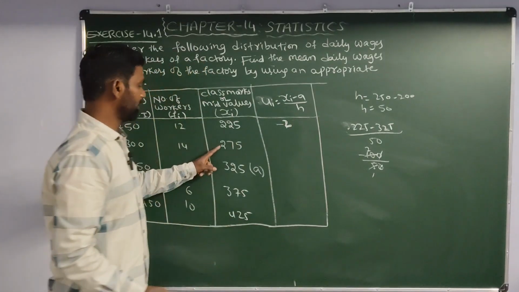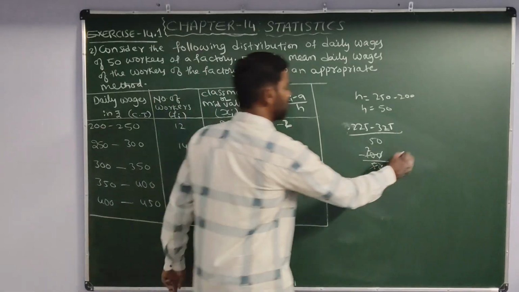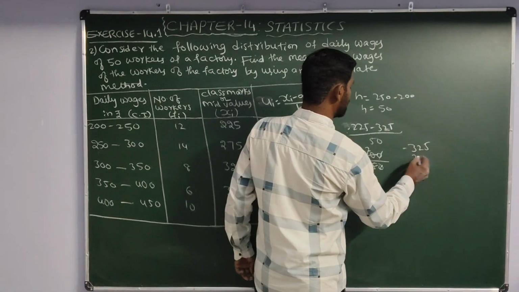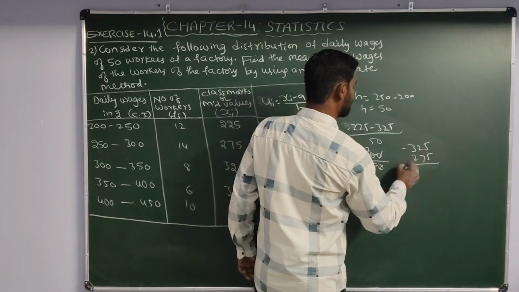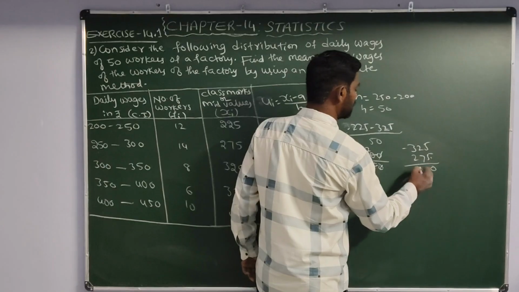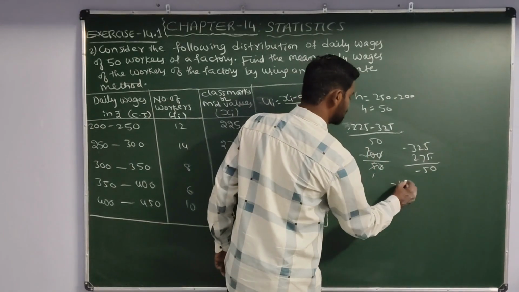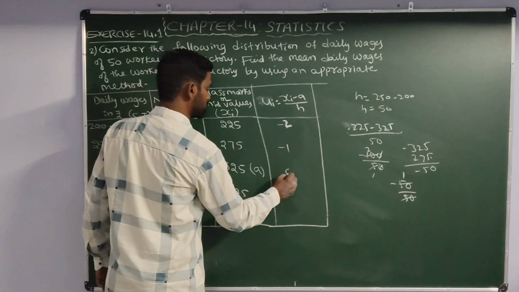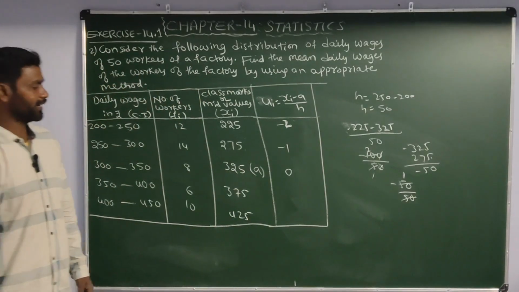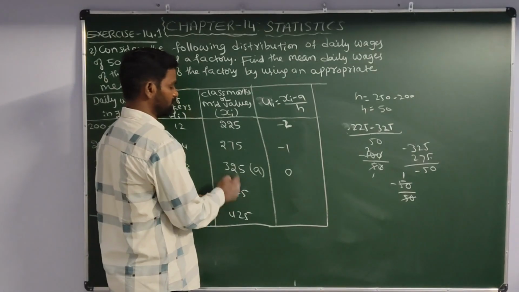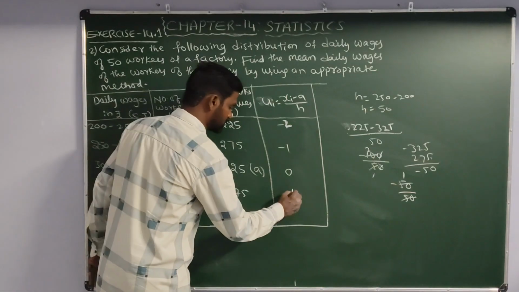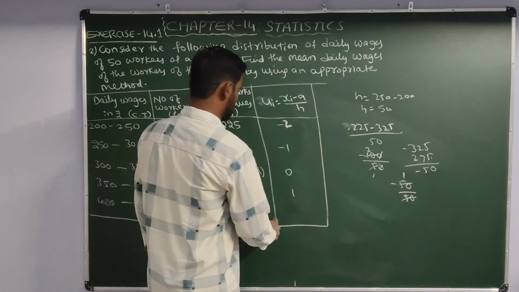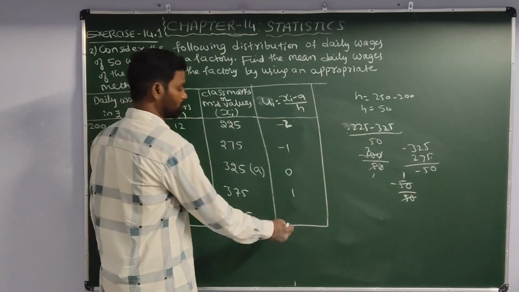In the same way, 275 minus 325, or simply you take 325 minus 275. So 5 minus 5, 0, 12 minus 7, it is 5. So it is minus 50. Minus 50 divided by 50, so it is minus 1. Then 325 minus 325 is 0. Next, 375 minus 325, so it is 50. 50 divided by 50, it is 1. Next, 425 minus 325, so it is equal to 100. 100 divided by 50, so it is equal to 2.